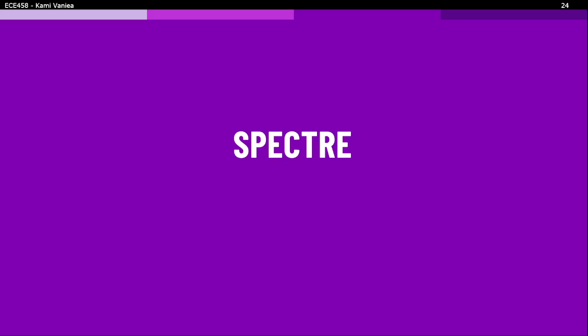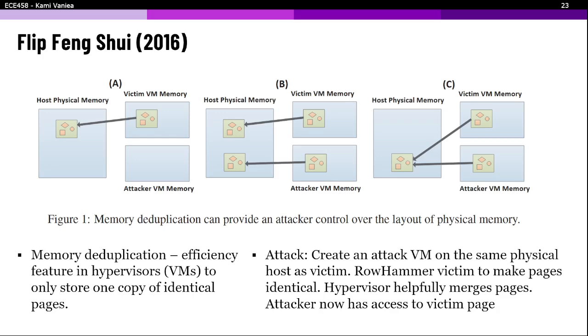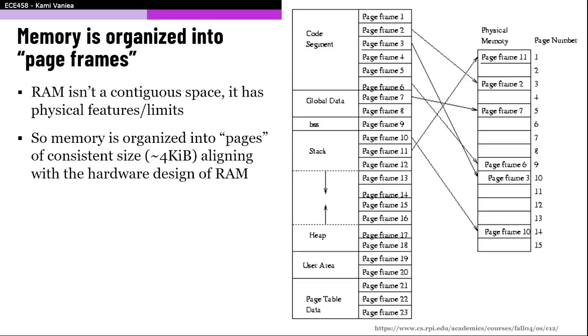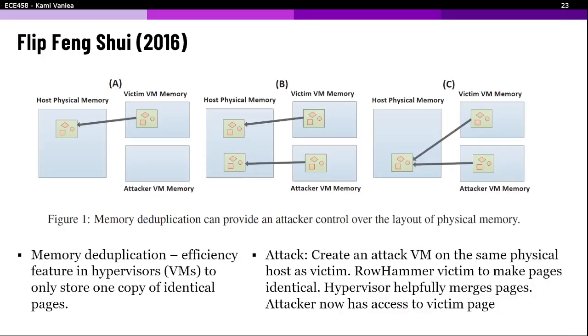Could you go back to the pages diagram? So the idea is that we're going to make our memory look the same as the victim memory. And then we're going to write to our memory, which at the same time writes to the victim memory. This is horrifying. Or I wait for the victim to write to the memory and just read it.